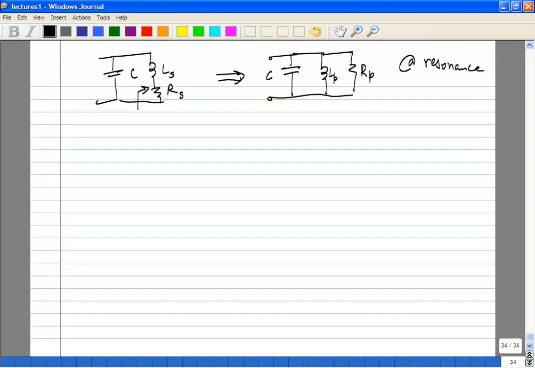So let's see. What is the impedance here? Rs plus j omega Ls. That is the impedance here. You know these two networks are equivalent. So we'll look at the impedances in both cases and equate them, equate the real and imaginary parts and find out what it gives us. So you want to find out LP in terms of Ls, and RP in terms of Rs.